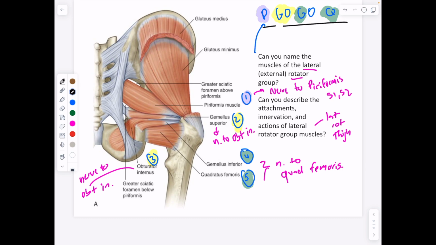All right, muscles of the lateral external rotator group. Remember, this is P, Go, Q. So piriformis, gemellus superior, obturator internus. Then we have gemellus inferior, then obturator externus, which we said is on the anterior side, so we consider it more of a medial thigh muscle.